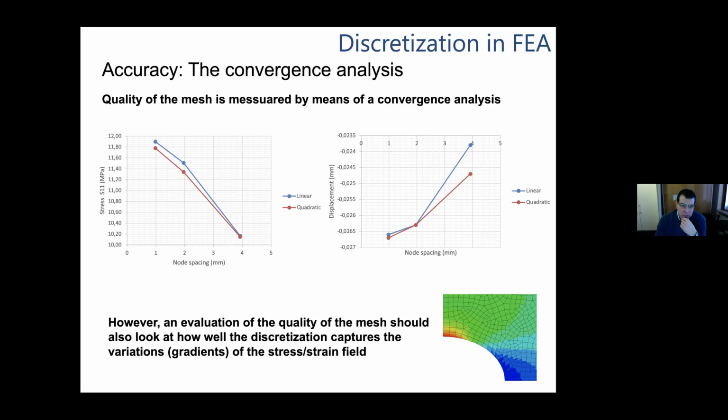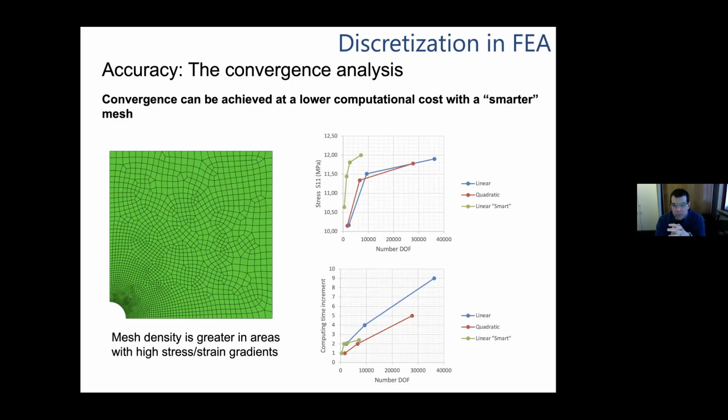However, when we do mesh, the convergence can be achieved at a lower computational cost with what we call a smart mesh. A smart mesh is basically a mesh that takes into account how the strain field is in my solid. So in this case, we increase the mesh density in those areas where we have higher stress and strain gradients. If you do so, you can see that the convergence is greatly improved, but what is more important, the computational cost of your model is significantly reduced.